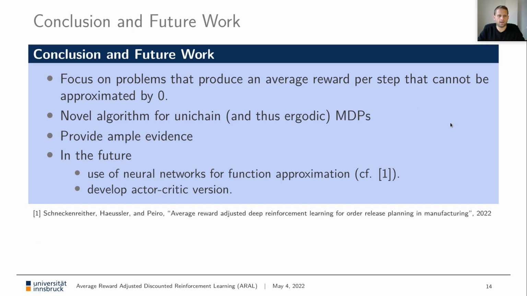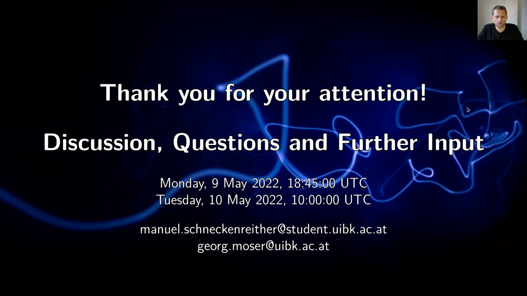Finally, in terms of conclusion and future work, we focus on problems that produce an average reward that cannot be approximated with 0, and presented a novel algorithm for unichain and thus also ergodic MDPs. We also provided ample evidence, and in the future we want to use neural networks for function approximation. There we actually recently published a paper as a first step, and then we also want to develop an actor-critic version. Thank you very much for your attention.